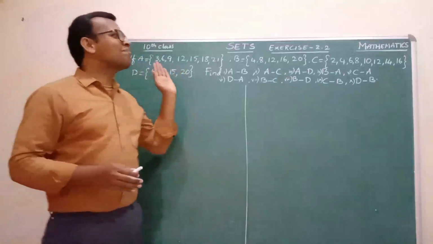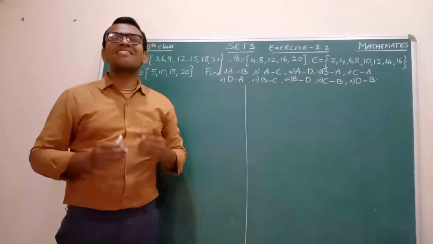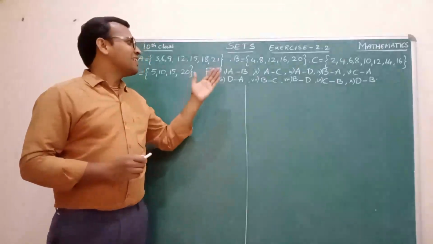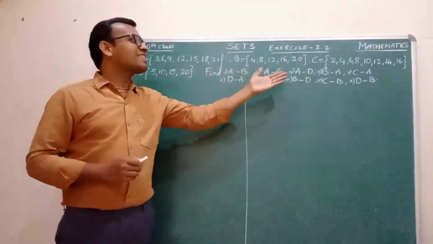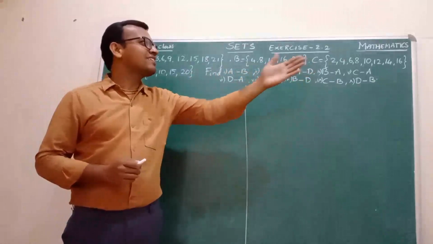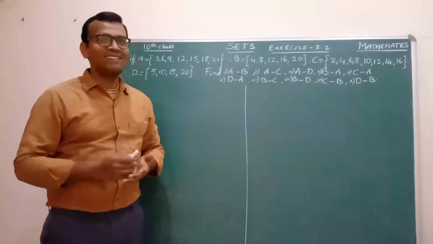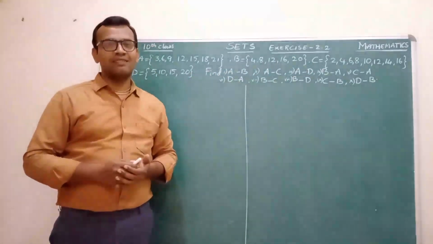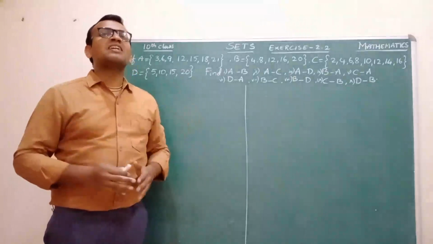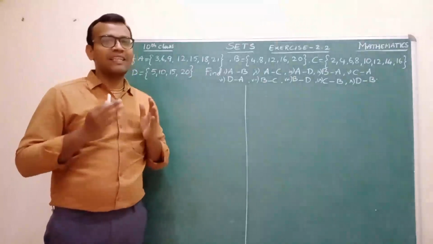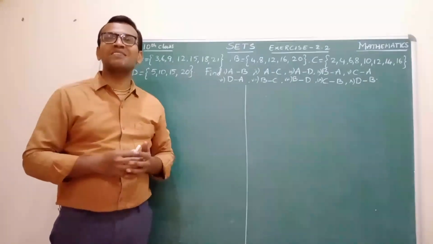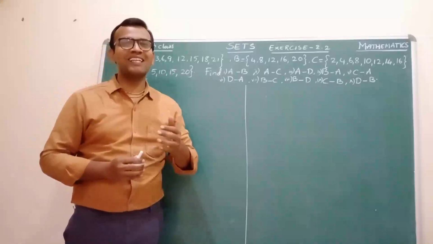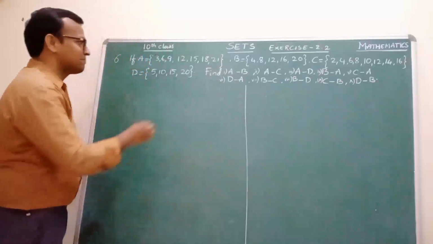Now, here is a big list of the things that we need to find. A minus B, A minus C, A minus D, like this, 10 differences that we need to find. Children, need not worry, let the number be 10, but it is only the difference of sets that we need to find. Now, let us start the first one.